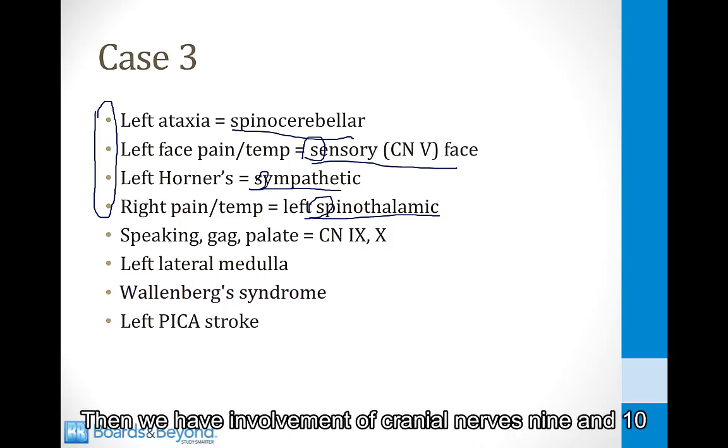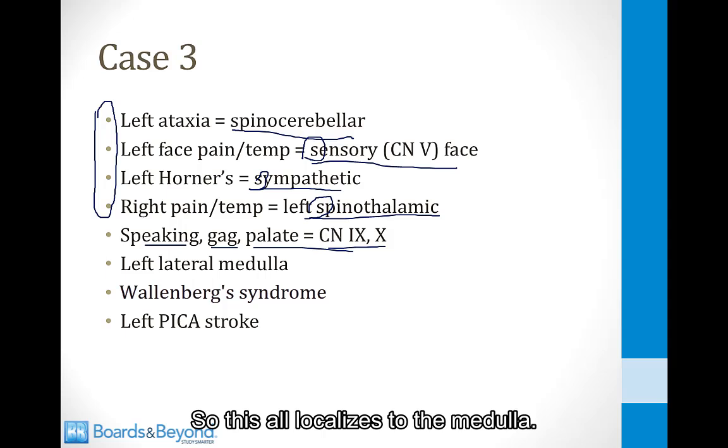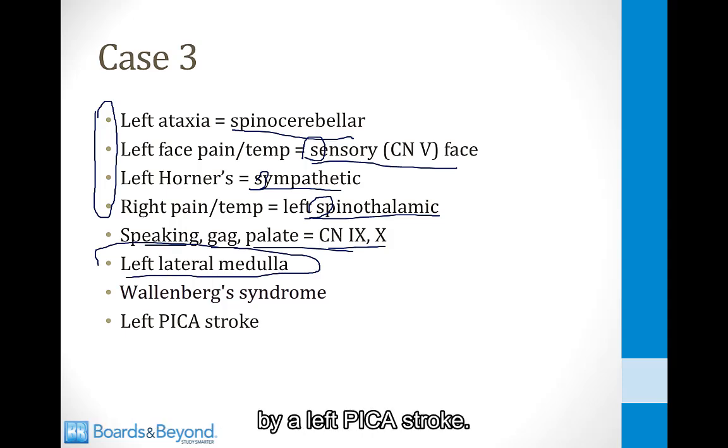So all of these are S tracts, so these all localize the problem to the lateral portion of the brainstem. Then we have involvement of cranial nerves 9 and 10 with the problems with speaking and the gag and the palate, so this all localizes to the medulla. So this is a left lateral medullary syndrome, and that's a Wallenberg syndrome, and that's caused by a left PICA stroke.